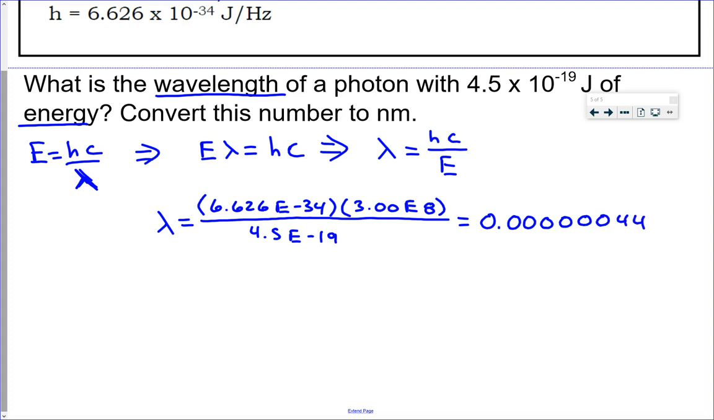Oh, sorry, this is lambda, so that's meters. Be careful about counting your zeros there. Now we need to convert it to nanometers. This is not one of the metric prefixes that I had you learn, but in order to get to nanometers, we're going to have to move the decimal place over 9 spots going to the right. And so if you move it over 9 spots to the right, you get 440 nanometers.